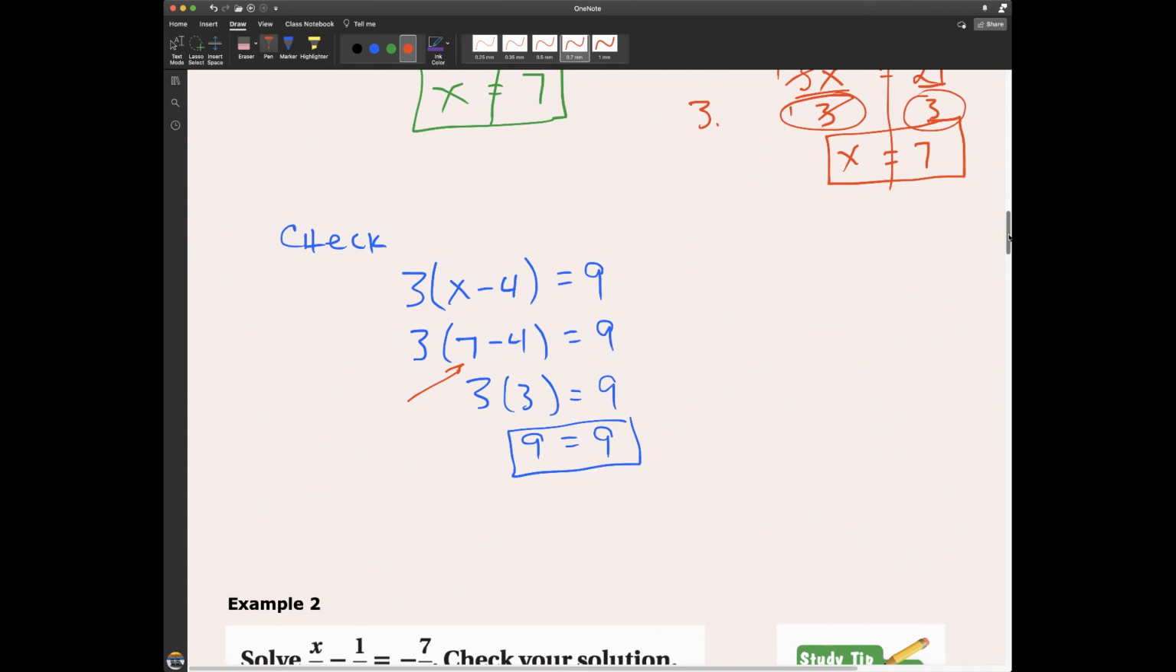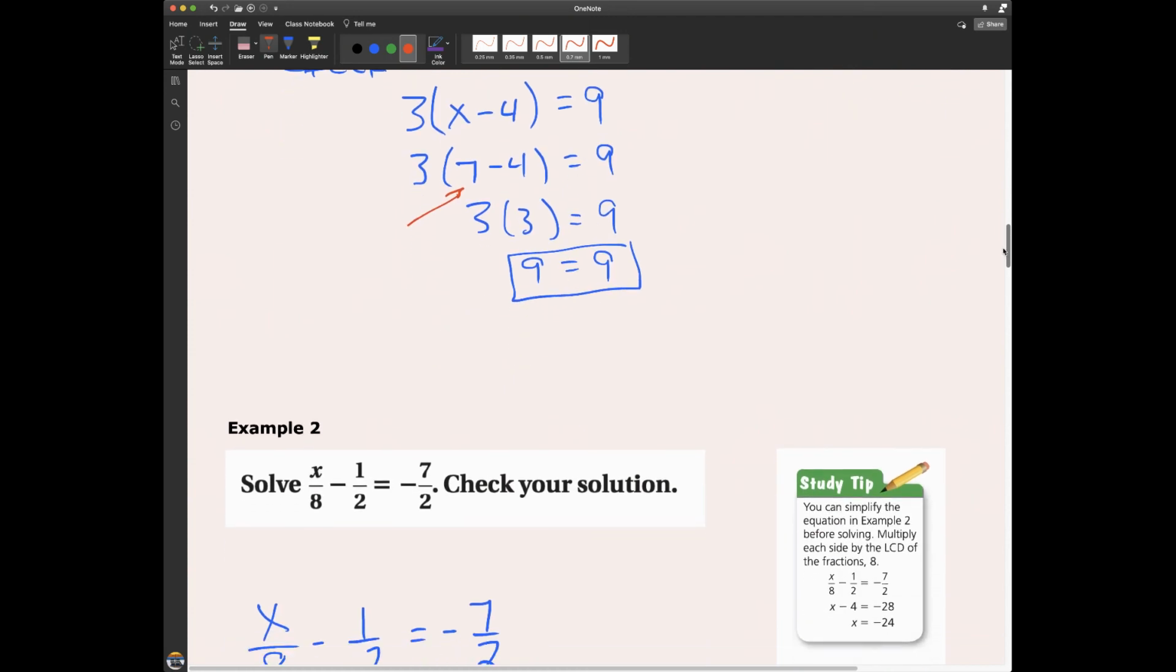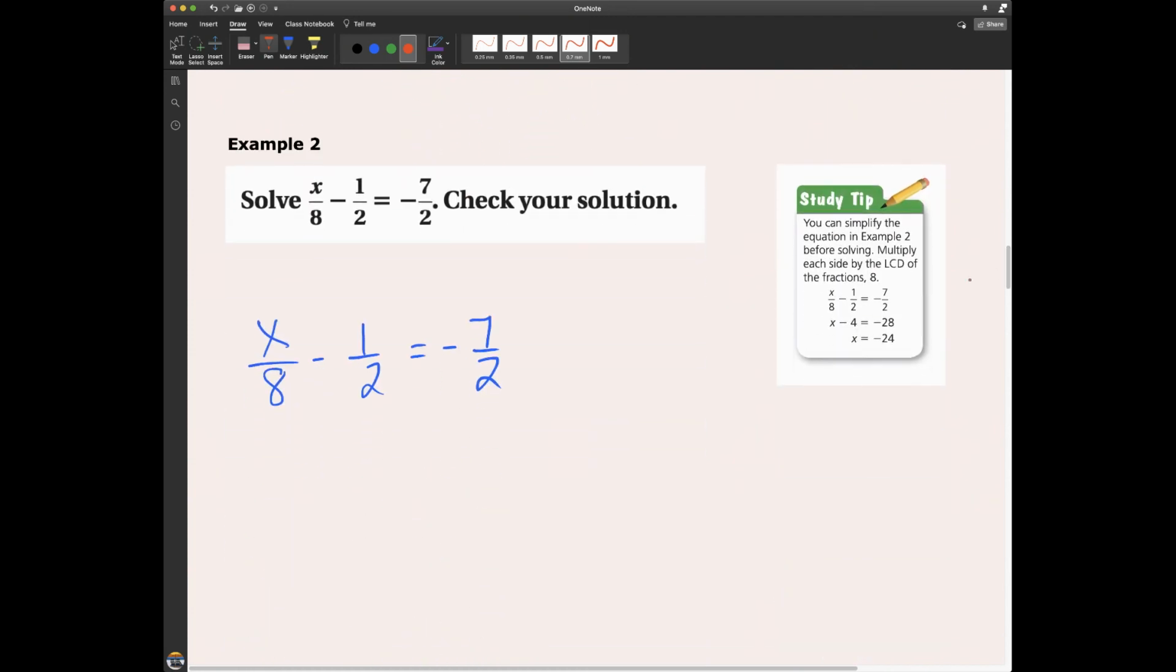All right, nice job. Okay, hopefully you guys got those answers. Let's look at another kind of two-step equation here. And the study tip is pretty helpful. It says you can simplify the equation in example 2, and this comes right out of the textbook, before solving it. So what they mean by simplifying is let's get rid of the fractions. Okay, and how can we do that? It says multiply each side by the LCD, or least common denominator, of the fractions.